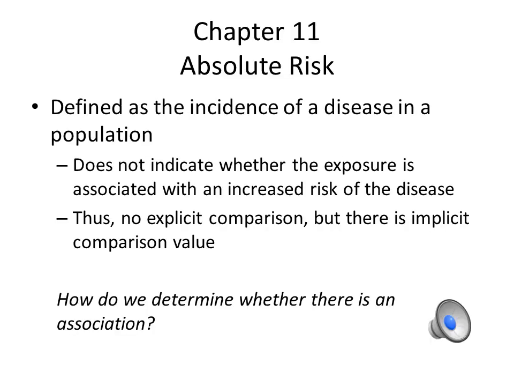Now that we have defined the different types of studies, we want to be able to interpret that data. We want to estimate risk. Absolute risk is defined as the incidence of a disease in a population. This does not indicate whether the exposure is associated with an increased risk of the disease. Thus, there is no explicit comparison, but there is an implicit comparison value. But how do we determine whether there is an association, which is what we are really interested in?